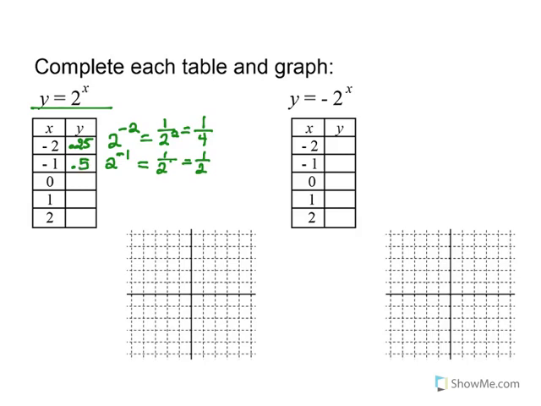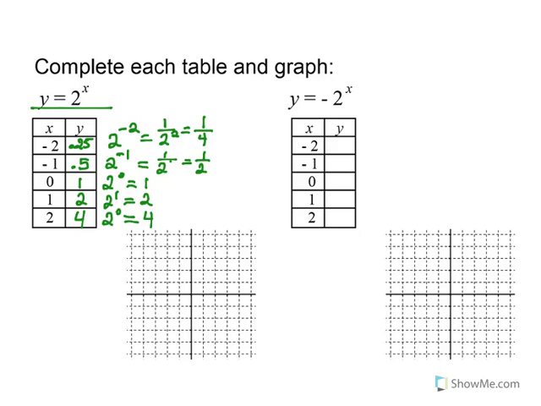All right. For x equals 0, we have 2 to the 0 power, but anything to the 0 power is 1, so we just have a 1 there. If we have 2 to the first power, that's really just 2. And if we have 2 to the second power, that comes out to 4. Okay. So we want to go ahead and plot those points.